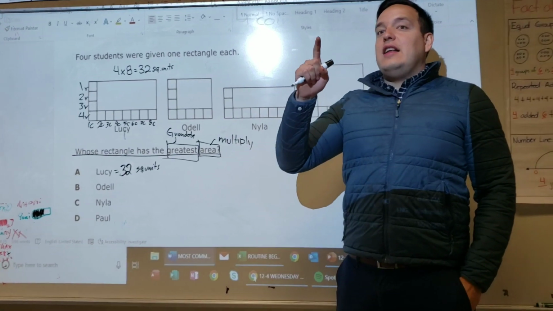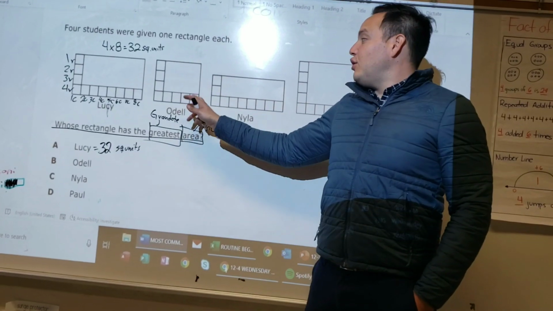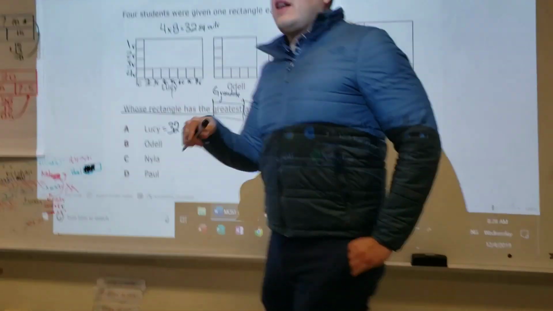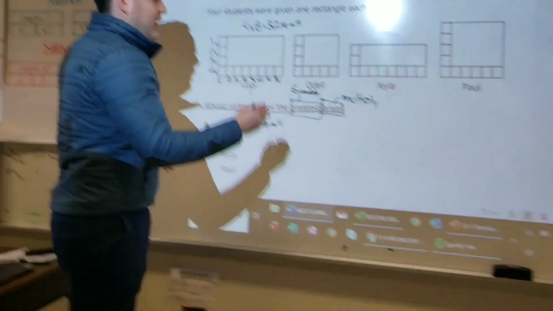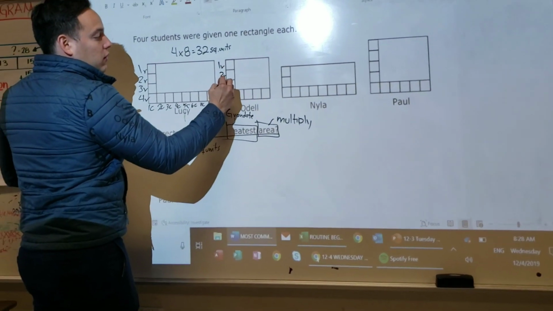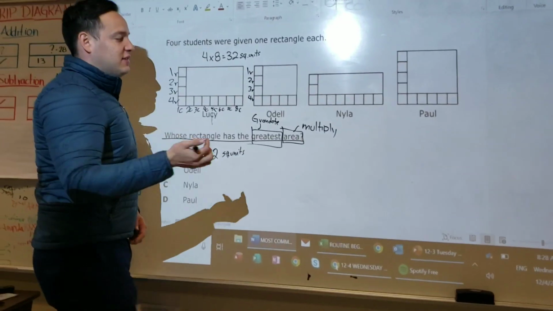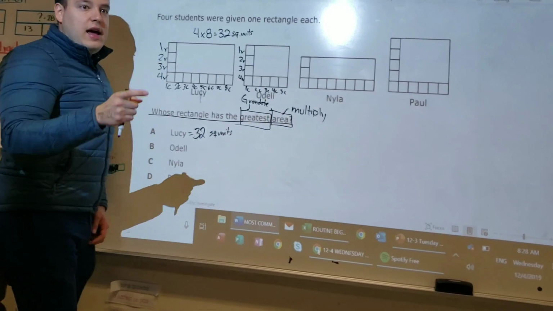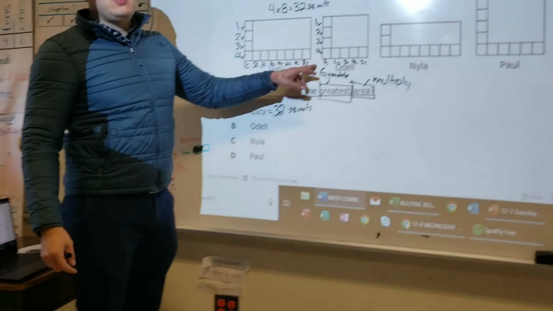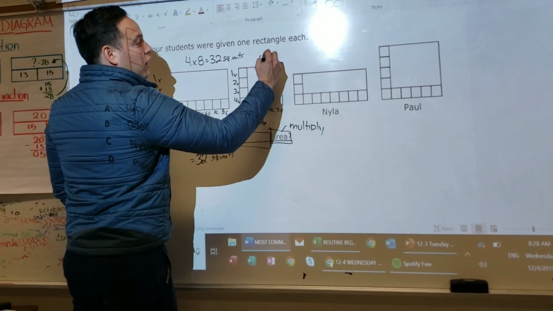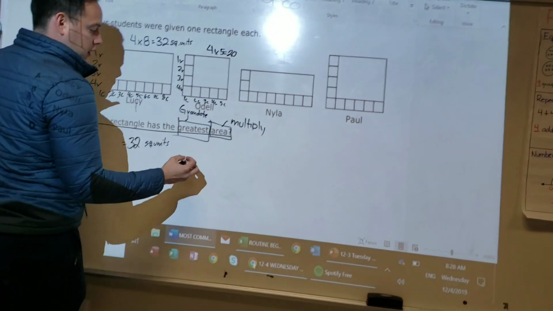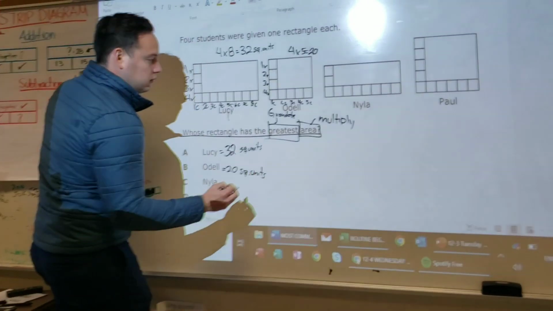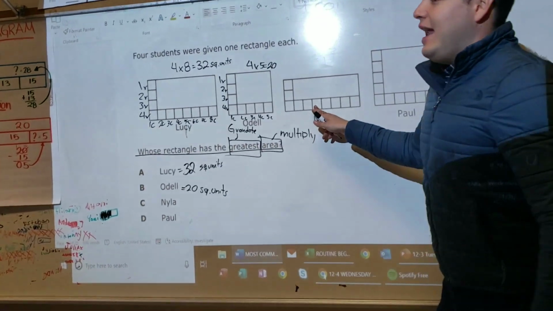Odell, the next one, how do I start, Julia? ¿Cómo empiezo con Odell? Rows. ¿Qué va primero, columns o rows? Rows. ¿Verdad? 1 row, 2 rows, 3 rows, 4 rows. Después, ya lo vamos a hacer rápido. Columns, 1 column, 2 columns, 3 columns, 4 columns, 5 columns. Alex, equation. What's my multiplication? 4 times 5 is 20. Odell is 20 square units.